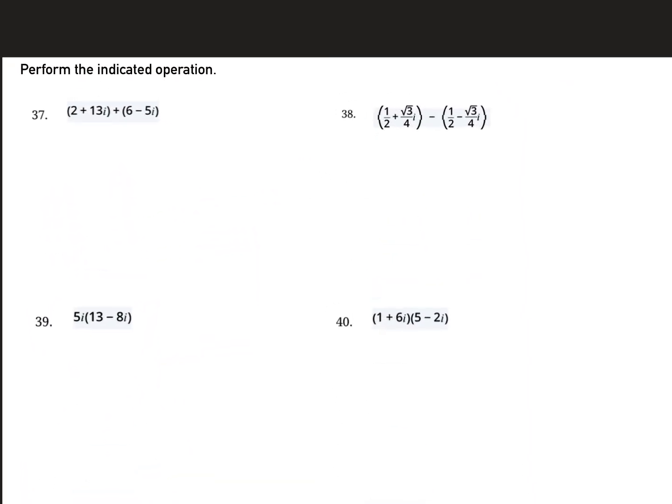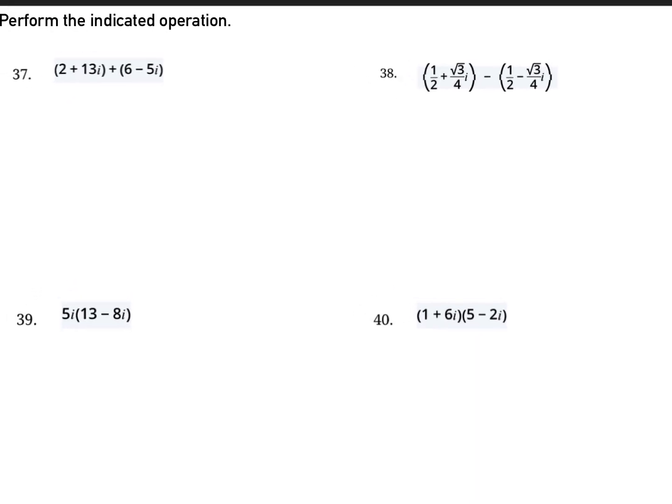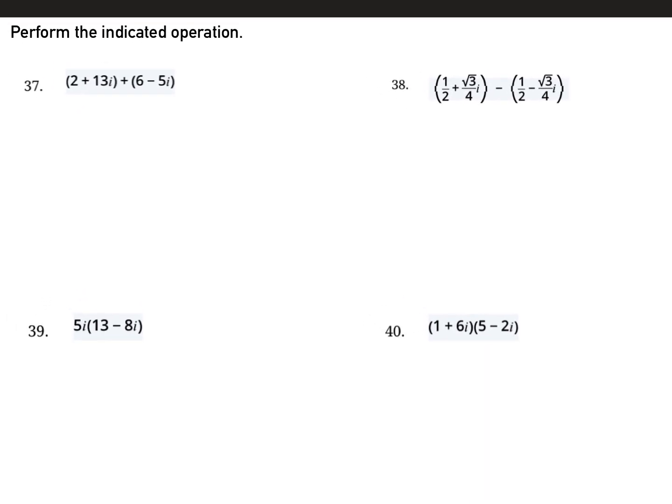So the next part that we have, you're just performing the indicated operation. So this all comes from 2.3. For 37, we have 2 plus 13i plus 6 minus 5i. So with this one, remember, treat the i terms or your complex numbers like variable terms and just combine like terms. So we're going to get rid of the parentheses and, like I said, just combine like terms. So it's going to give us 2 plus 13i plus 6 minus 5i.